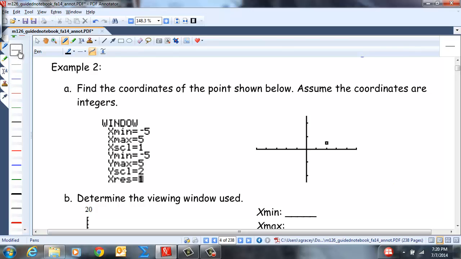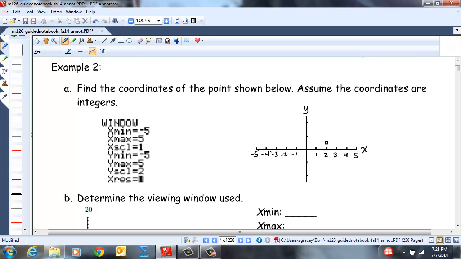So if we name the axes x and y, the x-min is -5. So -5 is over here and +5 is over there from x-min and x-max, respectively. The x-scale is 1, so each of these is 1 unit. So if we wrote the whole thing, this is what the x-axis would look like.